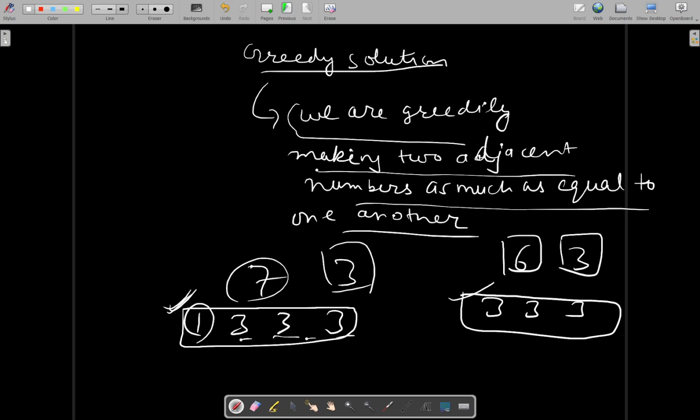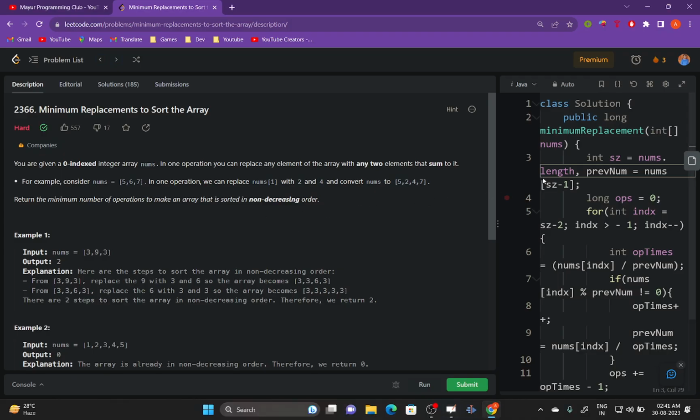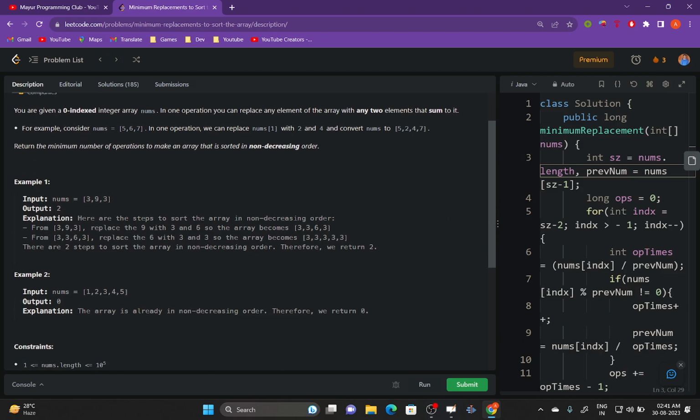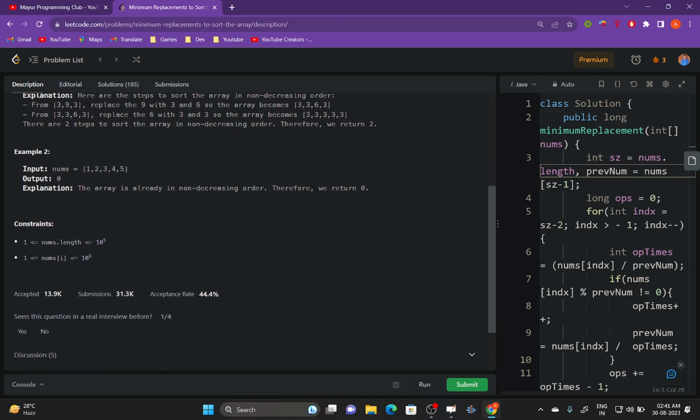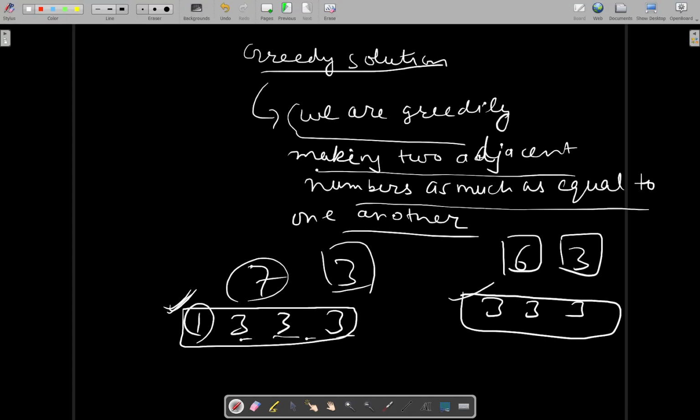So that's the solution. Now let's have a look at the implementation of the solution. If you check the number of constraints of the problem, since we are doing a single traversal on the nums array, the number of operations will be at max 10 raised to power 5, which is nothing but the size of the nums array. And these are lesser than the 10 raised to power 8 operations.